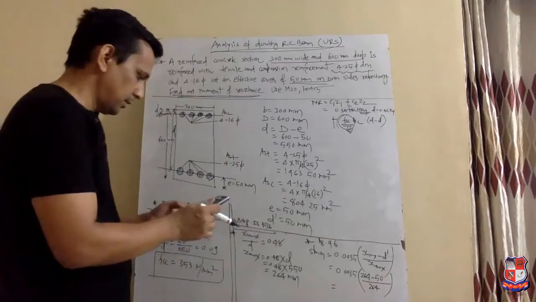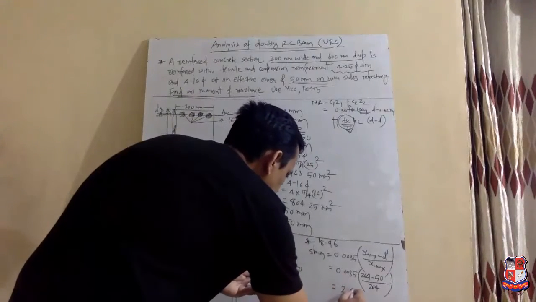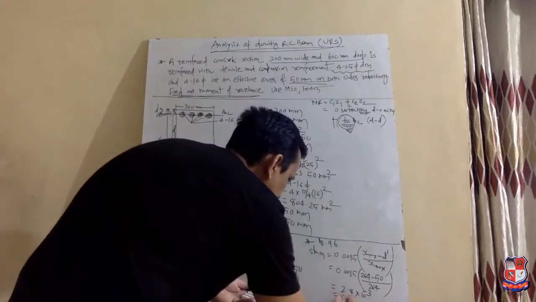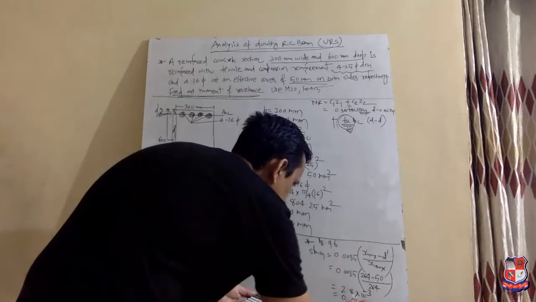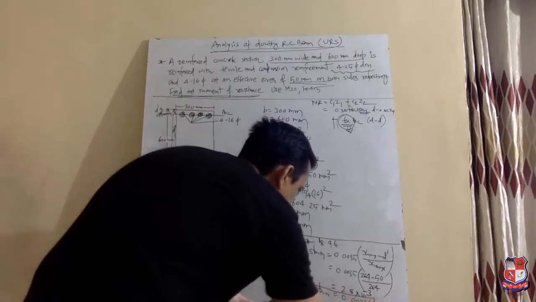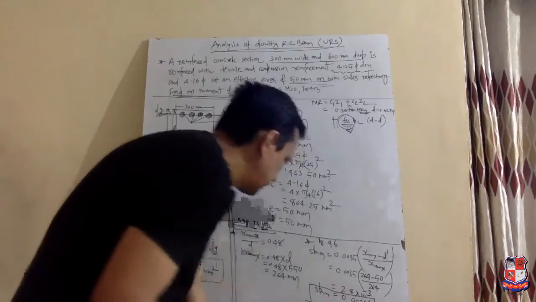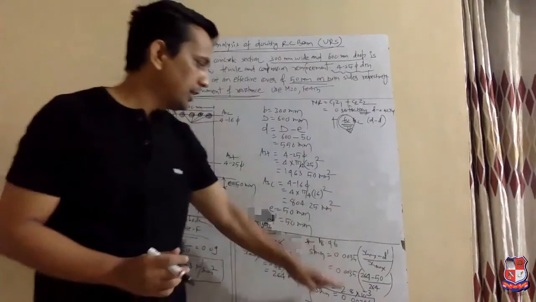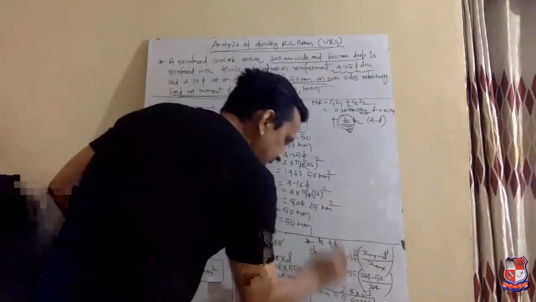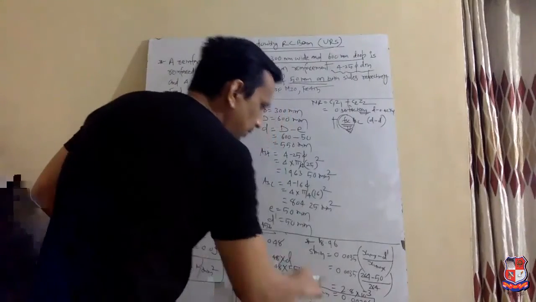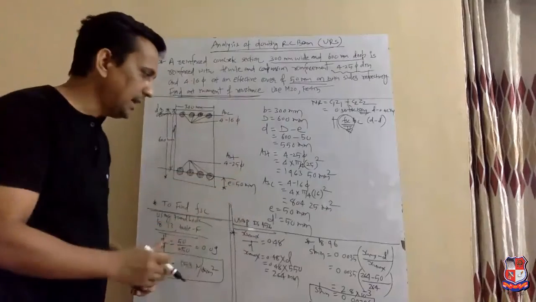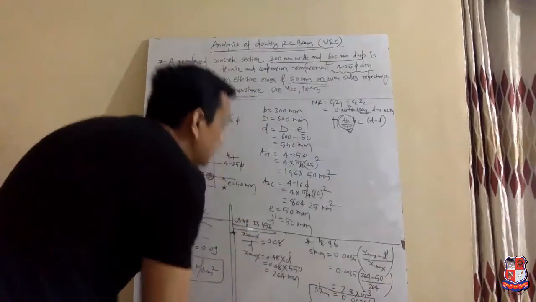0.0035. So we get 2.8 into 10 raised to minus 3, or you can say 0.0028. So in this way, we have found out the value of strain 0.0028. Now, using this strain value, we have to find the value of stress which is given in IS 456 page number 70.